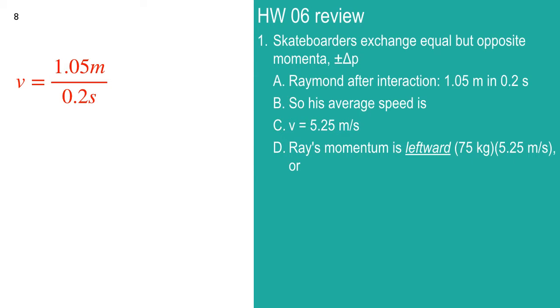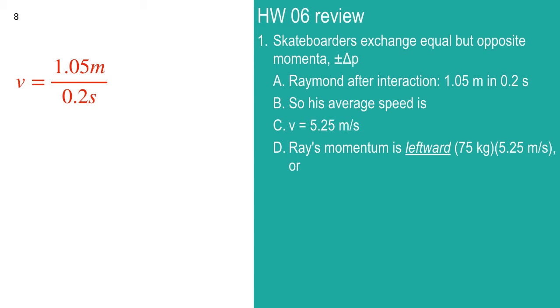For figuring out delta P, you want to get your momenta calculated. Okay, so Raymond's initial momentum is 0 because he starts at rest, right? Just like Angelica and Logan. So his delta P is equal to whatever this works out to.